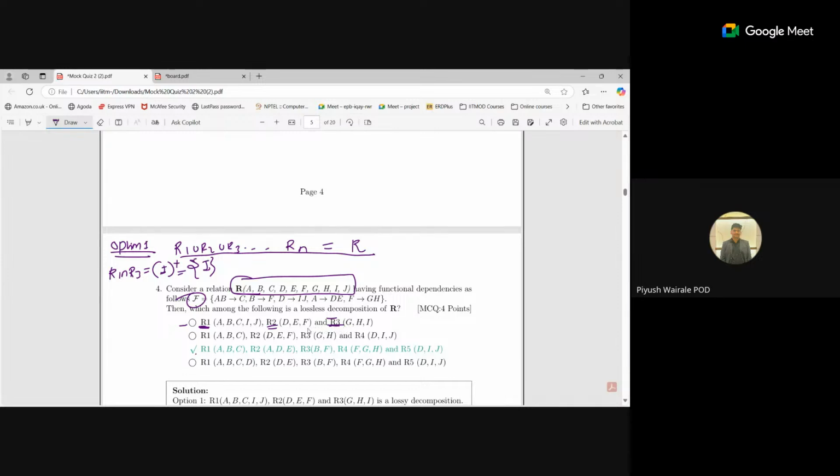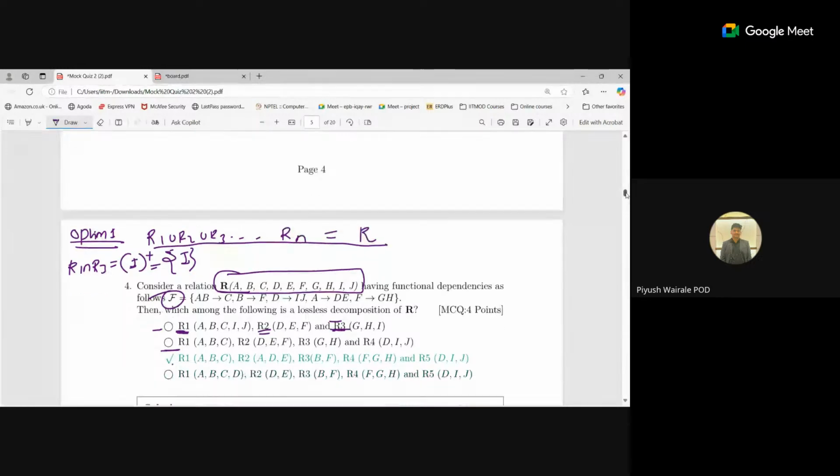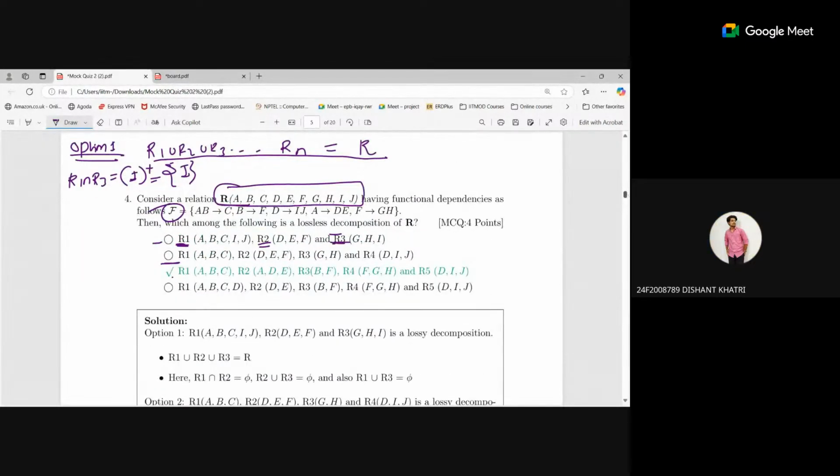Yes. Okay. What about option number two? Can you try now? What is the first condition? Union should be R. So is it there? Union is R, yes. So that is getting satisfied. Now which two relations do we have to take? R2 and R4. R1 I cannot take. R2, R4 I can go.